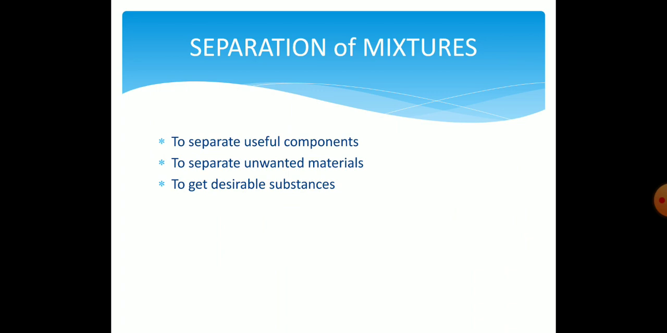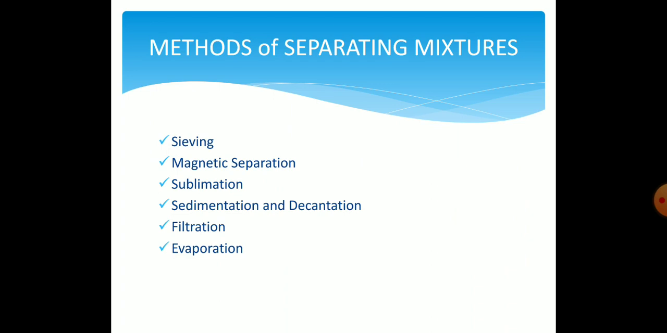One is to get the useful components. Second is to separate the unwanted materials. Third is to get the desirable substances. Okay, now we'll go one by one. There are a few methods of separating mixtures. We are going to see these 6 types of separation methods in the 6th standard, because there are many methods we will be learning in higher standards. As of now, we will be seeing only these 6 methods.